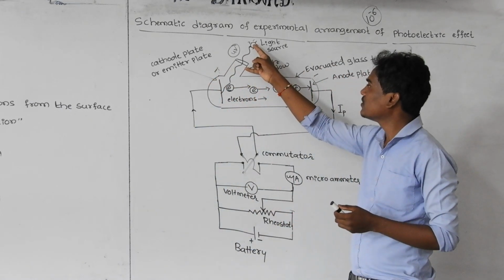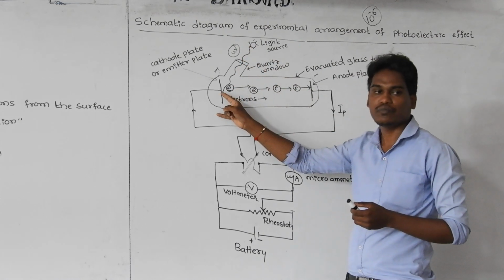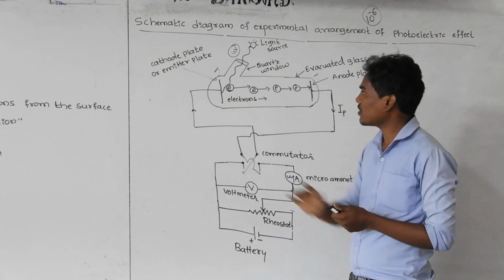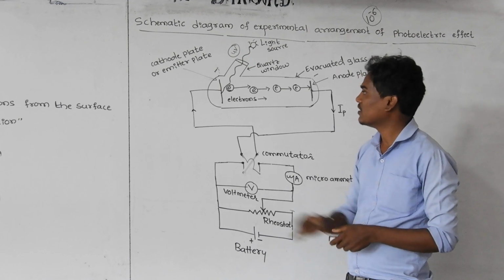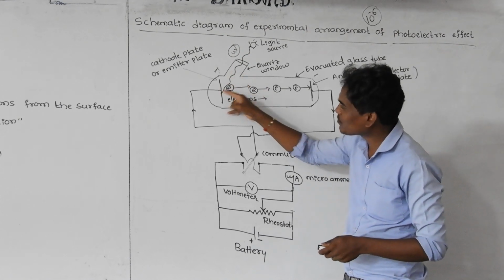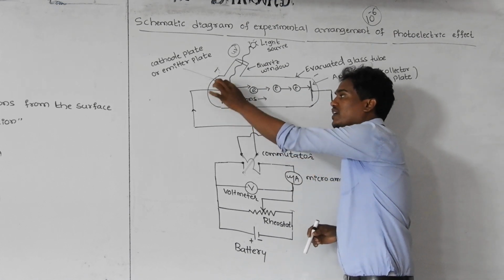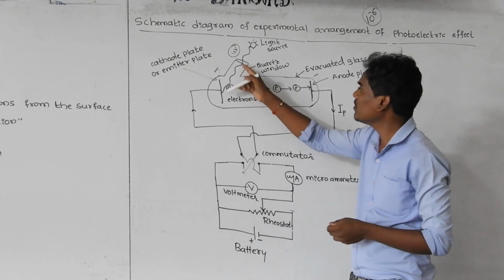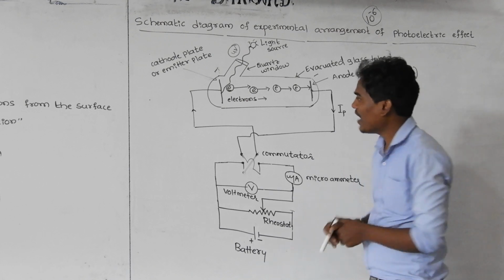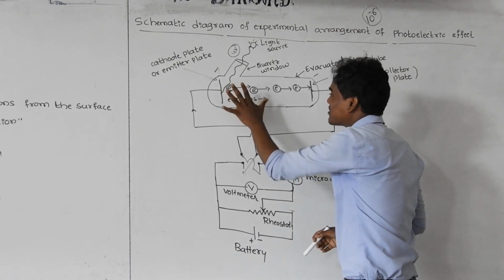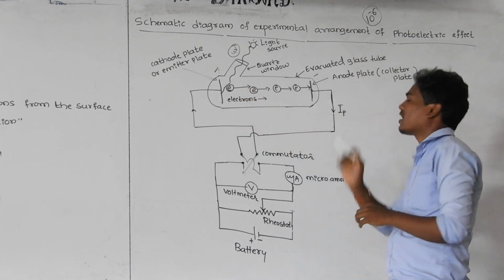Whenever the UV light enters the quartz window and falls on the emitter plate, suddenly the energy of the photon is transferred to the electrons of the metal. Whenever the electrons of this metal receive the energy from the light, those electrons come out of the metal, and those electrons have to accelerate from the emitter plate towards the collector plate.